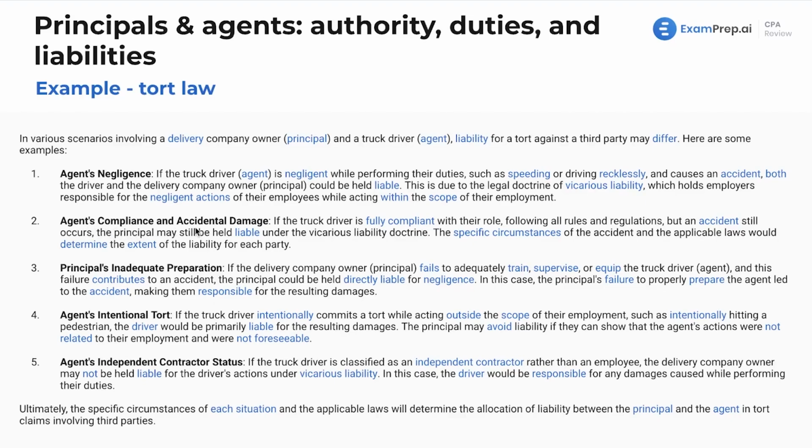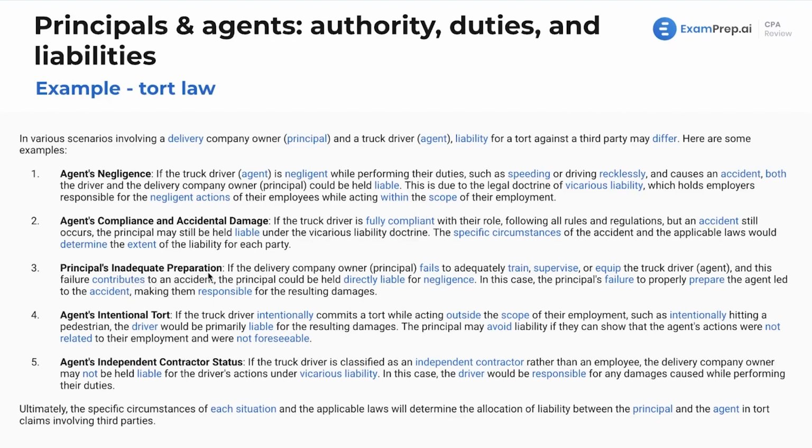Agent's compliance and accidental damage. If the truck driver is fully compliant with their role, following all rules and regulations, but an accident still occurs, the principal may still be held liable under the vicarious liability doctrine. The specific circumstances of the accident and the applicable laws would determine the extent of the liability for each party. Basically, we don't have enough information to go off of here. There are a lot of ways that this could go.